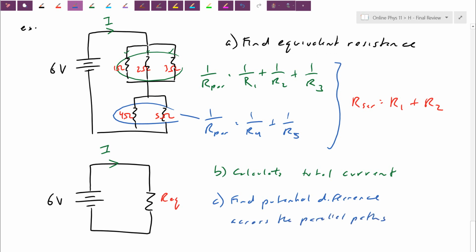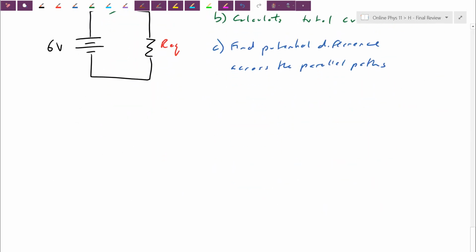So I know regardless of which path that I take, I'm going to lose some voltage here, some of my 6 volts. I know regardless of which path I take on the bottom, I'm going to lose another part here. What is the voltage that I lose in between there?